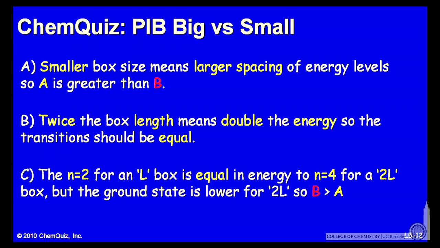Let's look at a possible explanation for each of the answers. A: a smaller box size means a larger spacing of the energy levels, so A is going to be bigger than B. Or B: twice the box length means double the energy, so the transitions should be about equal. Or C: n equals 2 for an L-length box is equal to n equals 4 for a 2L box, but the ground state's lower. So 2L will have B larger than A. Think about those and make another selection.